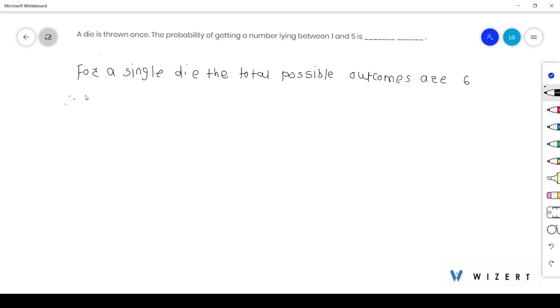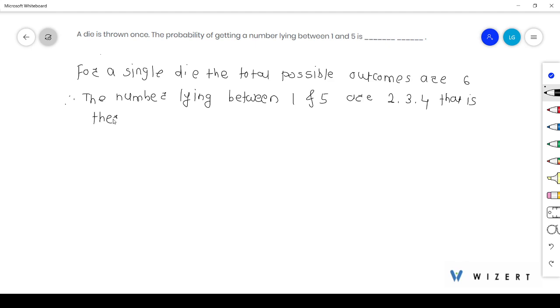Therefore, the numbers lying between 1 and 5 are 2, 3, 4. That is, there are 3 numbers. Okay.